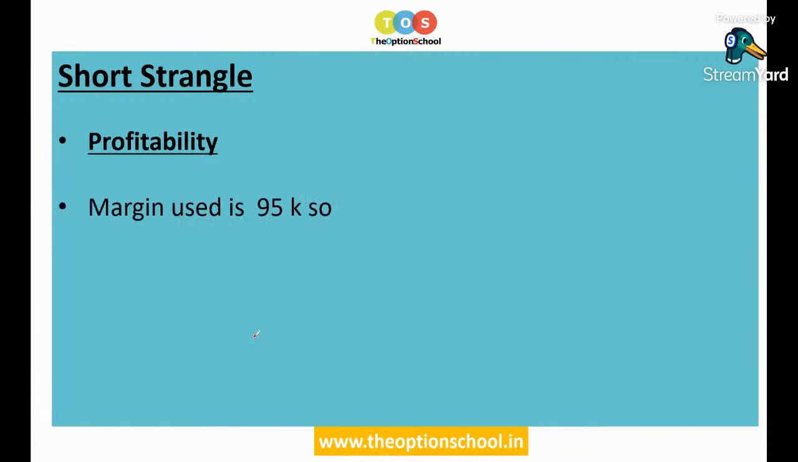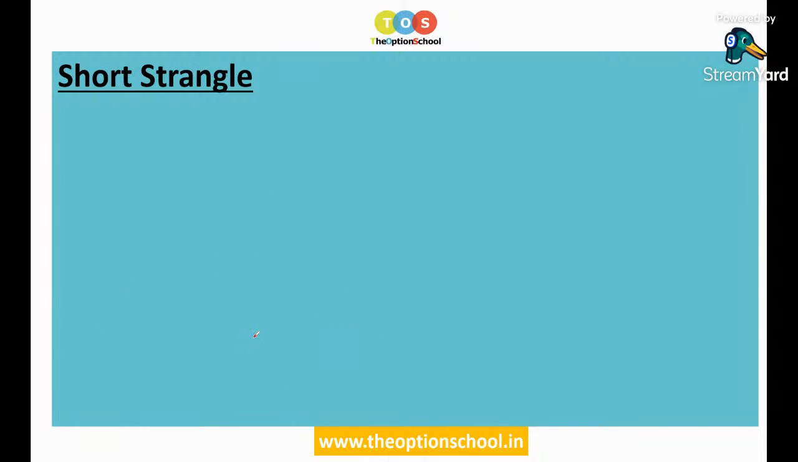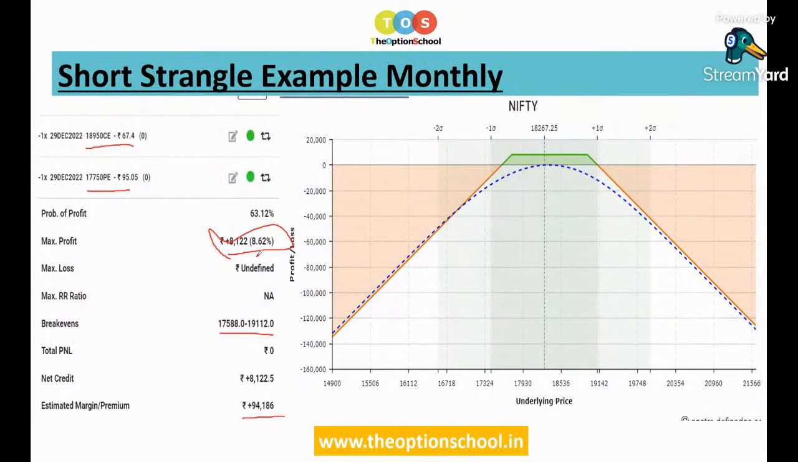So margin used in this case is around 95K, right? So 1% profit means 950 rupees, 2% profit means 1900 rupees, and 5% profit means 4750. So we are good enough for 8% profit. Out of that, even if you get one third of that, which is around 2.8 to 3% profit, which will be roughly 3000 rupees, it's a good trade.